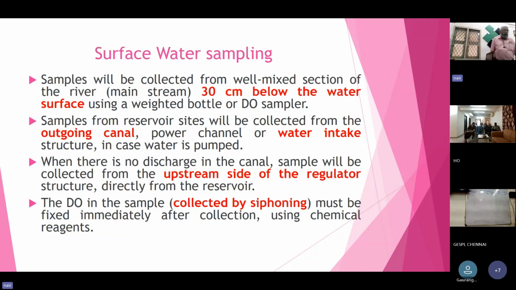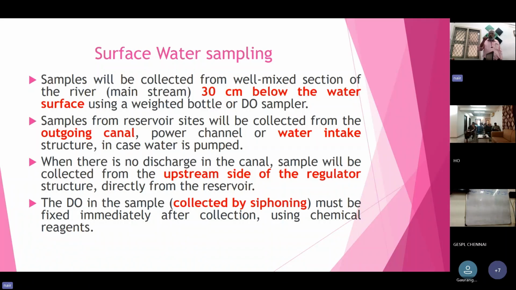Then next is very important. The DO in the sample must be fixed immediately after collection using chemical reagents. DO means dissolved oxygen. I have seen people collecting samples for dissolved oxygen analysis, keeping the bottle and sending it. But it should not be done, because the dissolved oxygen content may change when you collect the sample and send it to the laboratory. And on the way of transportation itself, the dissolved oxygen content may change. So, at the point of sample collection itself you have to fix the dissolved oxygen.